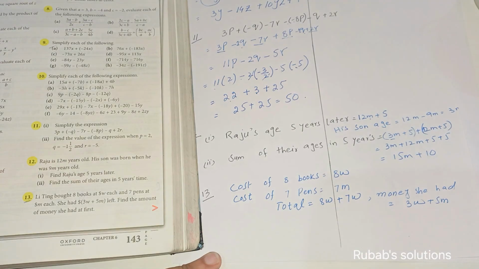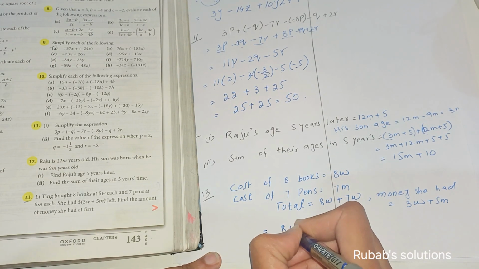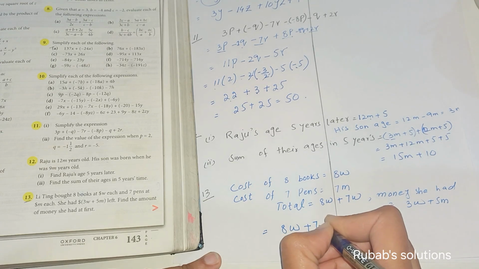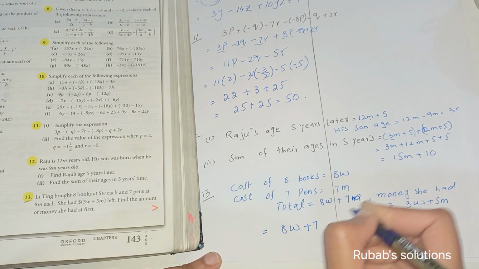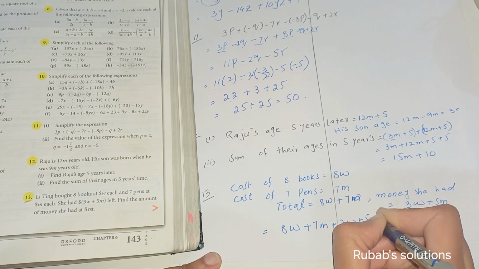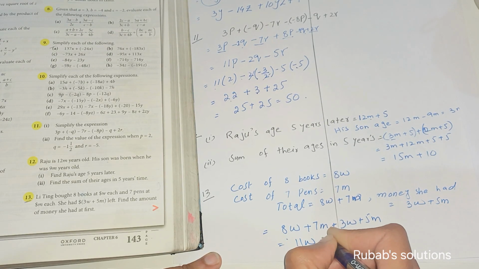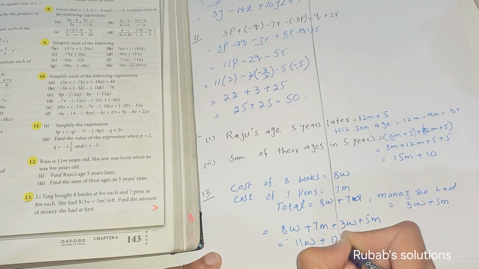So the total amount of money जो उसके पास पहले थी, that means the total amount will be 8W plus 7M plus 3W plus 5M. 8W plus 3W, it's 11W, plus 7M plus 5M, it's 12M.